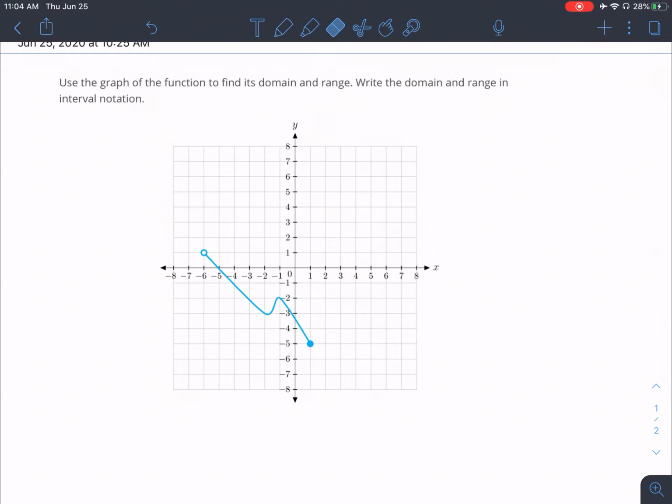All right, hello everybody. This is going to be a solution for a question involving the graph of a function, and we need to find the domain and its range, and we're asked to write the domain and range in interval notation.